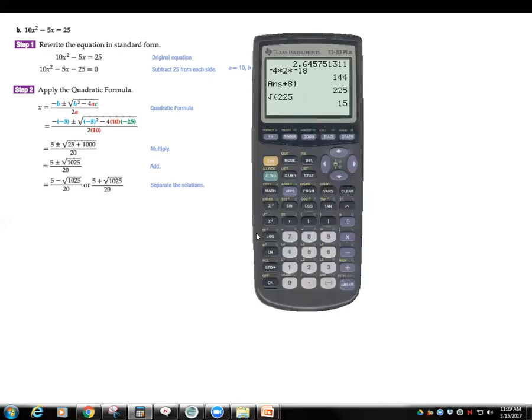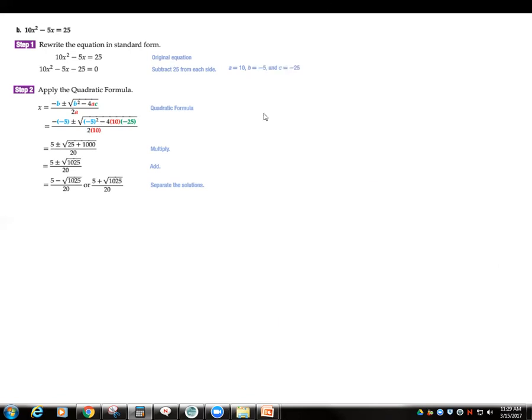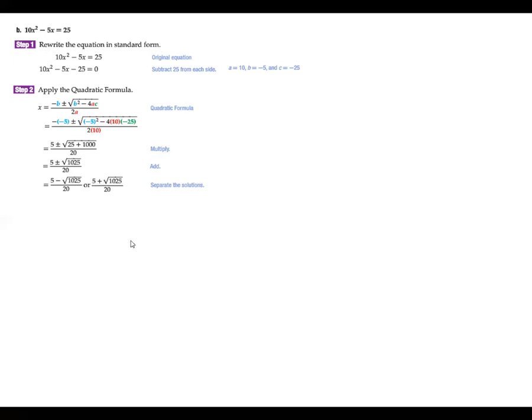Now watch. If I do second square root 1,025, you get a decimal. Okay? So it's not a perfect square. So here's what you do. You take one for the plus and one for the minus. So 5 minus the square root over 20, 5 plus the square root over 20.